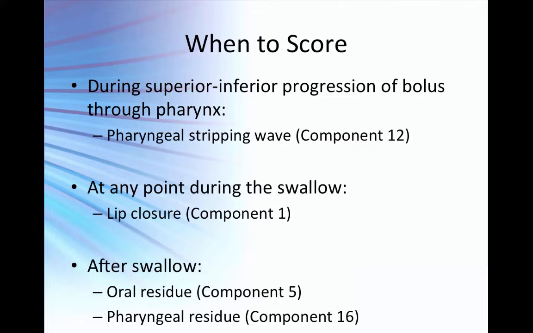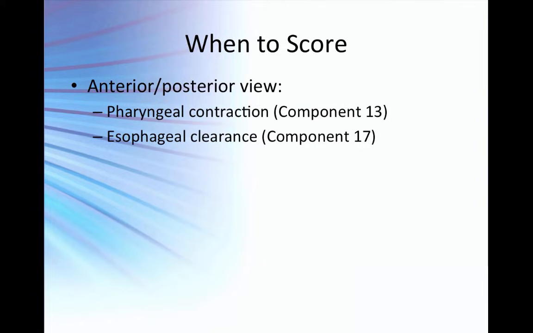Oral residue, pharyngeal residue, of course, as you know, you score them after the swallow. You make your score after the initial swallow. You always score after the initial swallow, your judgment, with the exception of the sequential swallow task. With the sequential swallow task for residue, I would make a judgment of residue after the final swallow, because sequential swallow is the task. They're not isolated individual swallows. For components 13 and 17, you score them in the anterior-posterior viewing plane.